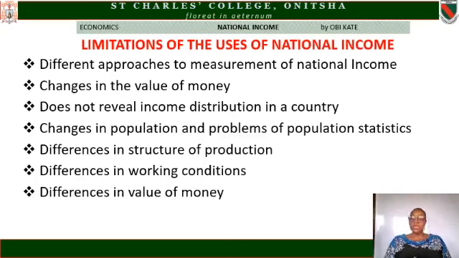Limitations of the uses of national income. The first one is different approaches to measurement of national income. Changes in the value of money. The value of money is not constant. It changes from time to time. So, as a result of that change in the value of money, it affects national income.